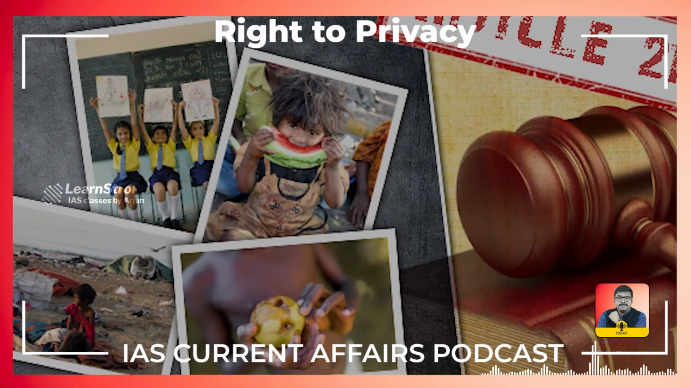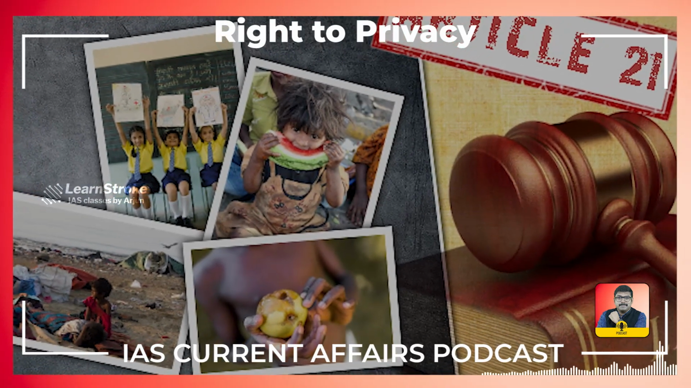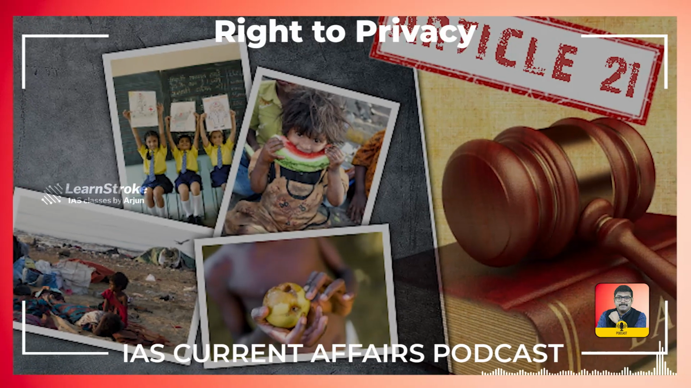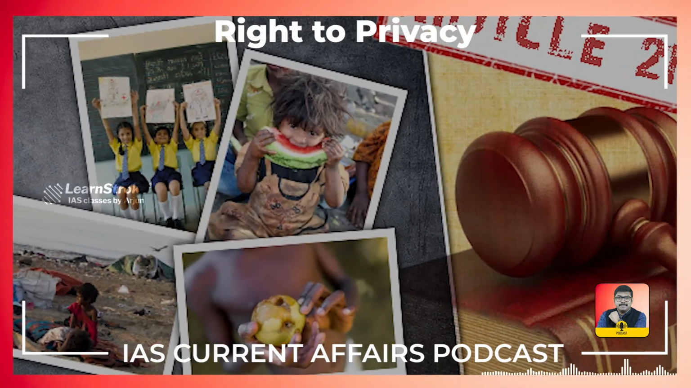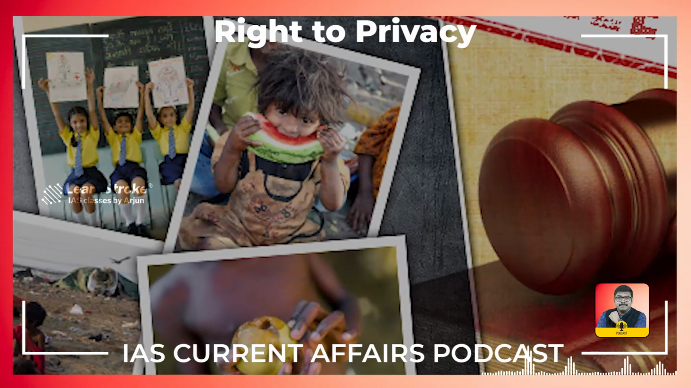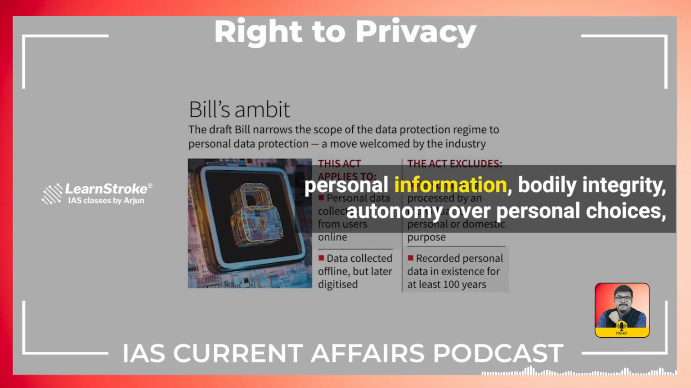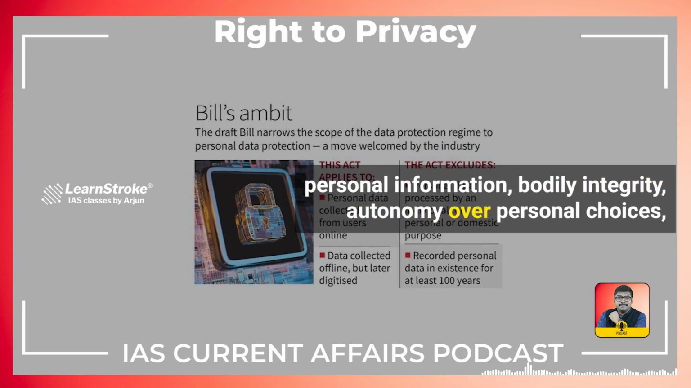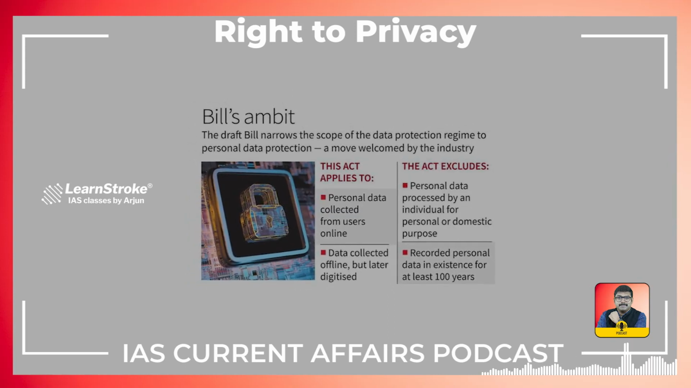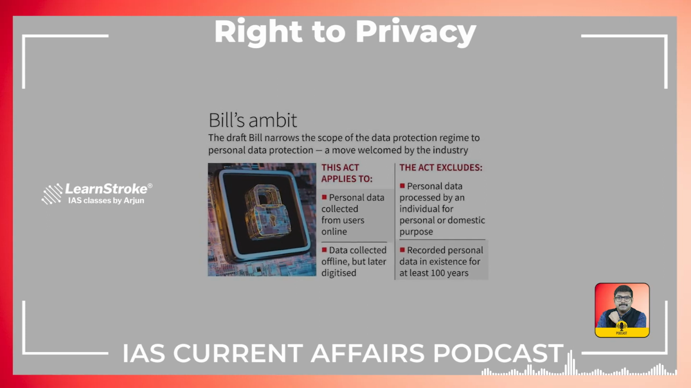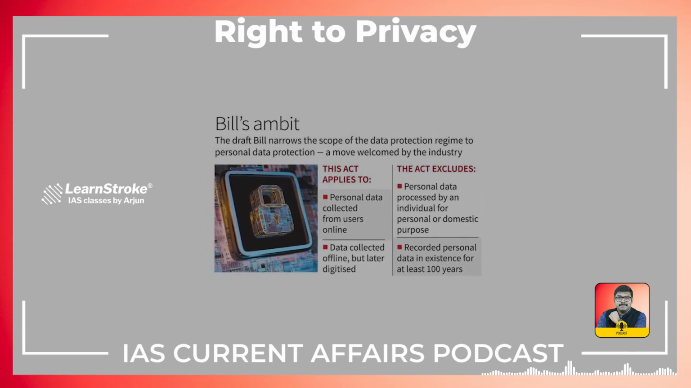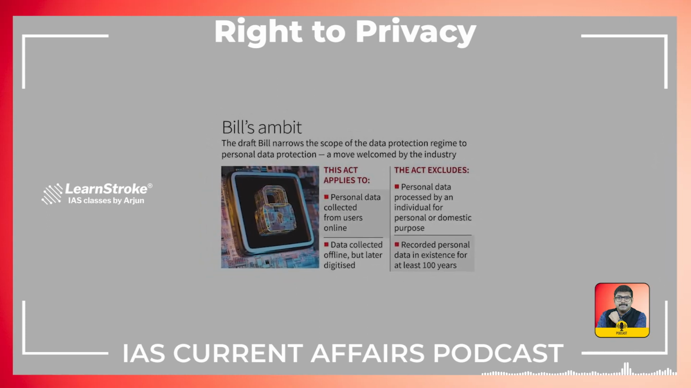In summary, the right to privacy is grounded in the Indian Constitution primarily under Article 21, and it relates to various aspects of individual freedom, dignity, and autonomy. It is essential for safeguarding personal information, bodily integrity, autonomy over personal choices, and protection from unwarranted surveillance and intrusion into one's private sphere, particularly in the context of evolving technology and digitization.